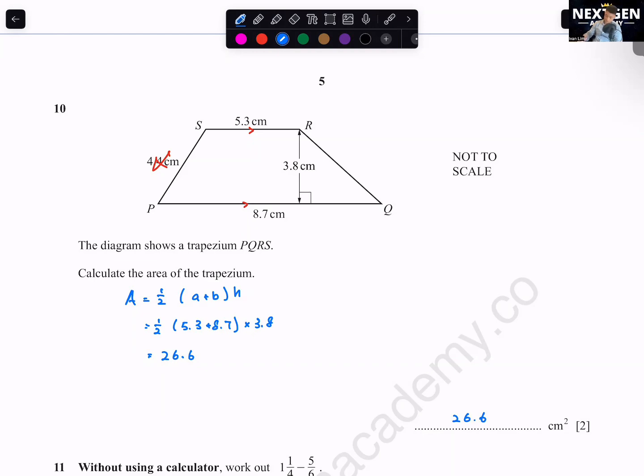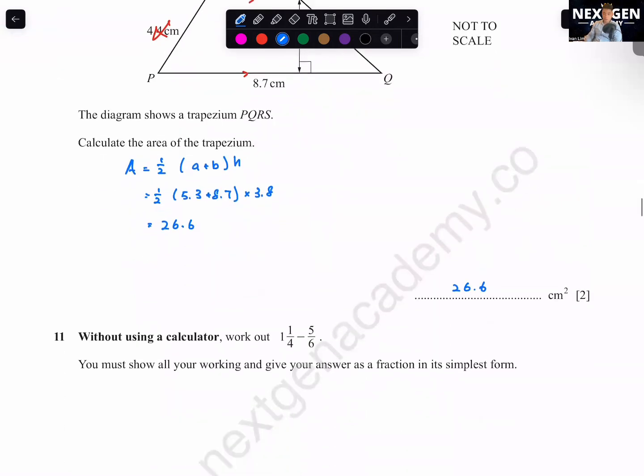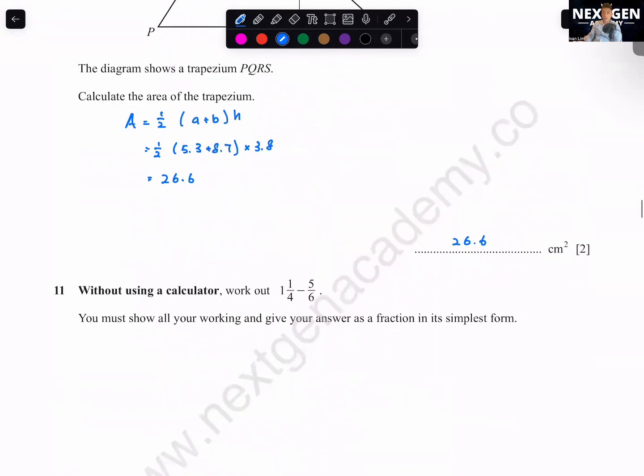Okay, next one. Without using a calculator, work out 1 and 1 over 4 minus 5 over 6. You must show all your working and give your answer as a fraction in its simplest form. Okay, what are you going to do? Take a calculator, type out this equation first. Write down your answer. 1 and 1 over 4 minus 5 over 6. The answer here is 5 over 12. You write it somewhere at the side first. Then only you do your working.